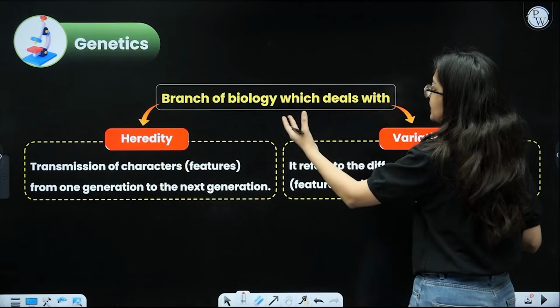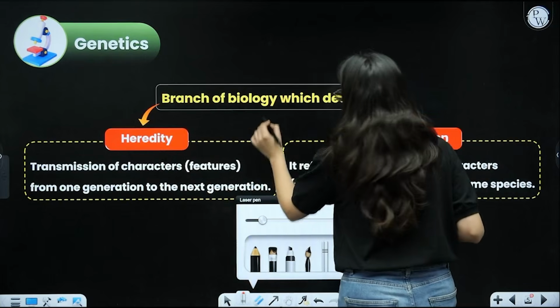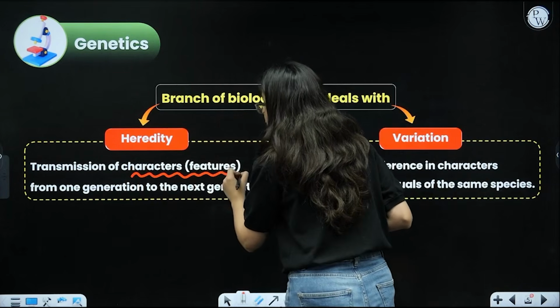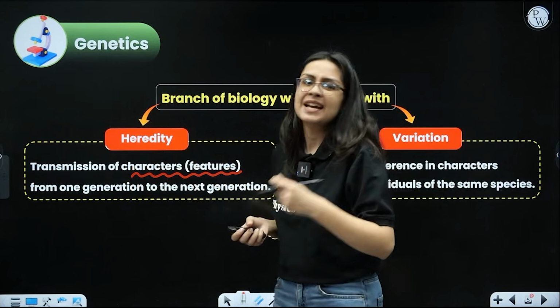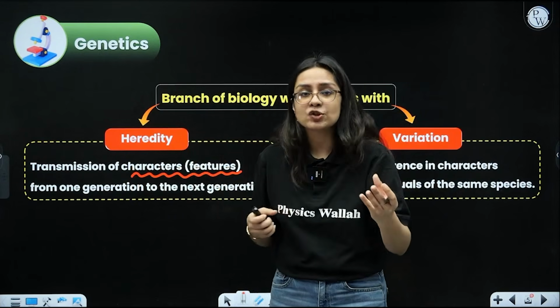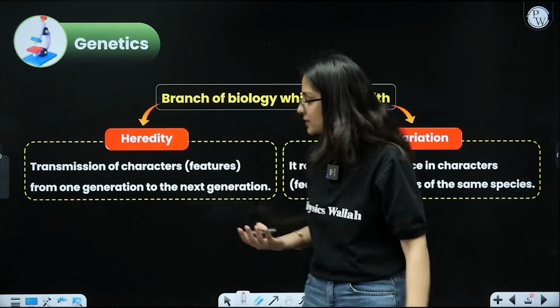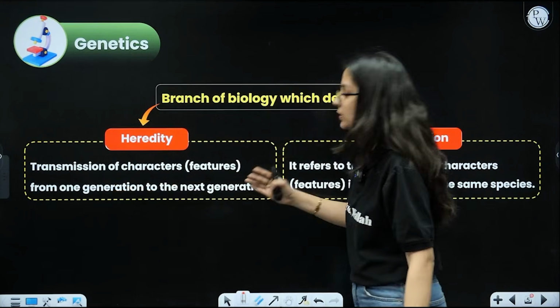Now genetics is basically the branch of biology that deals with heredity, the transmission of characters or features. What are characters or features? Basically something like your eye color, eye shape, body height, body pattern, nose shape, etc. They are all your features. They are transferred from one generation to the next generation.